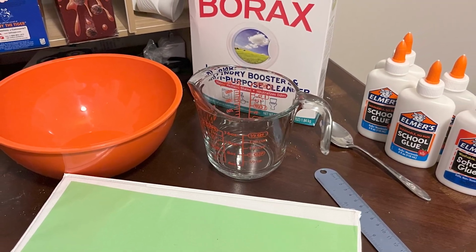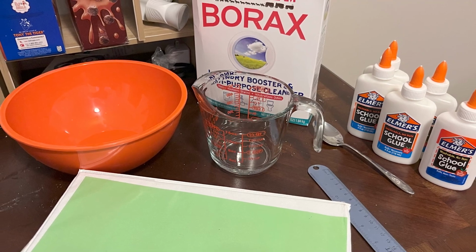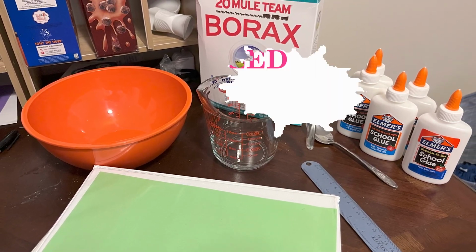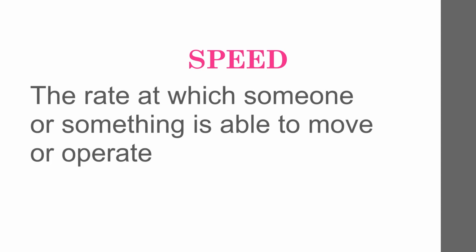Today we are going to be doing the Silly Putty Lab, but first we're going to be going over the key terms and vocabulary. The first term we're going to be going over is speed. Speed is the rate at which someone or something is able to move or operate.